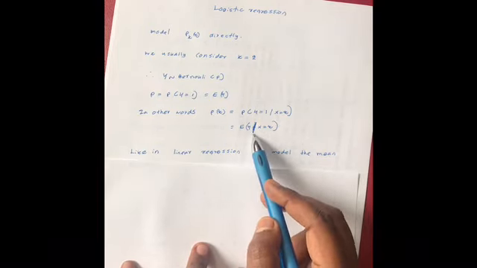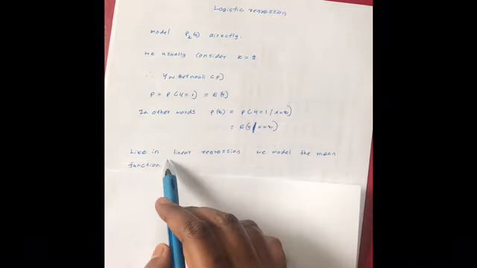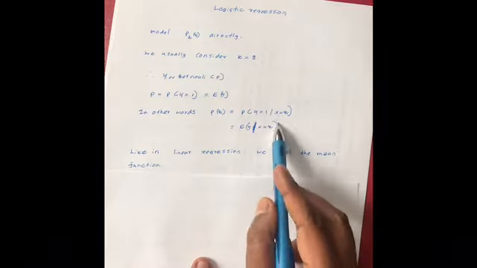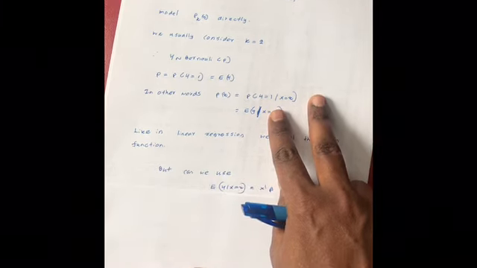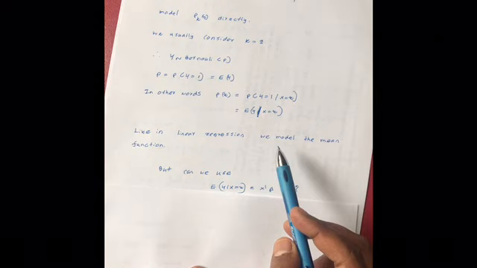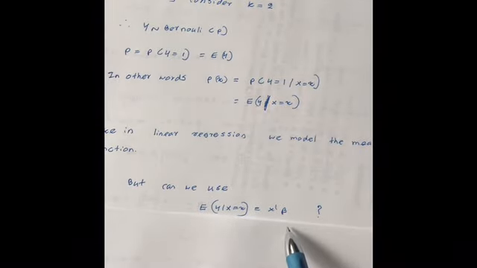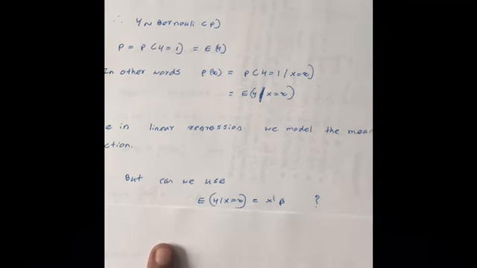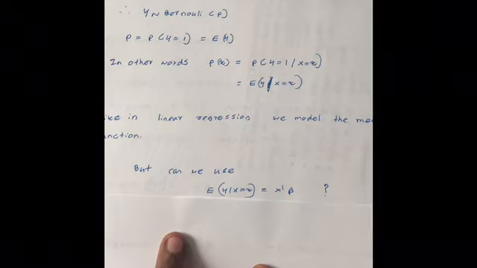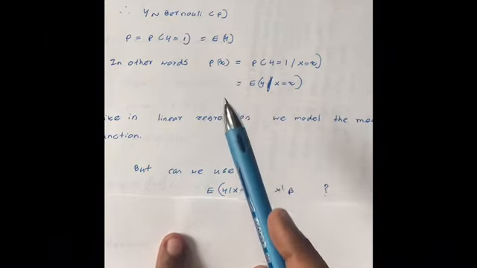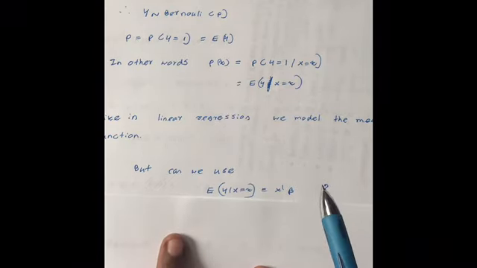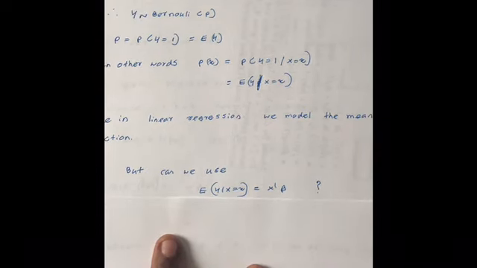If you recall linear regression, there also we are finding a mean function. We model the expectation of y given x. In the linear regression model, we directly use the relationship that the expectation of y given x is equal to x transpose beta. My question is, can we use that method here also? In order to model these logistic regression probabilities, can we fit the same model for this data as well? If you think about it a bit, you will see the answer is no.